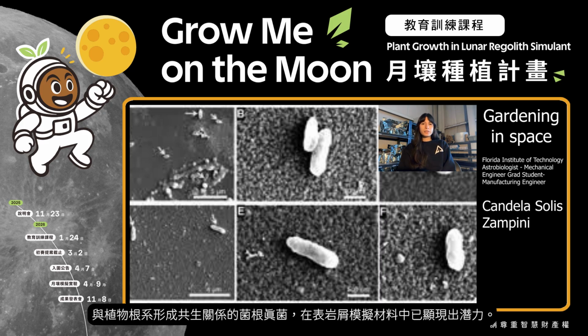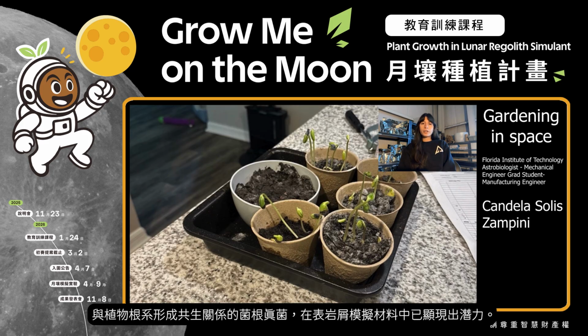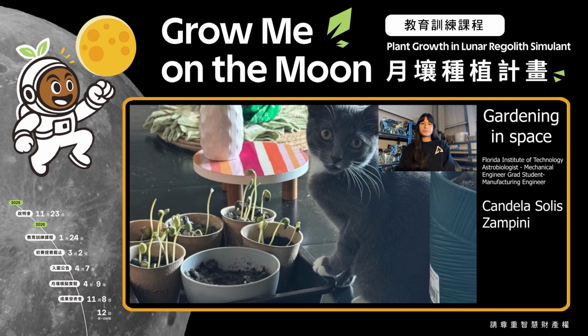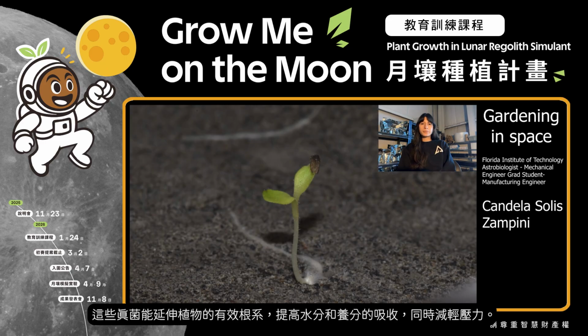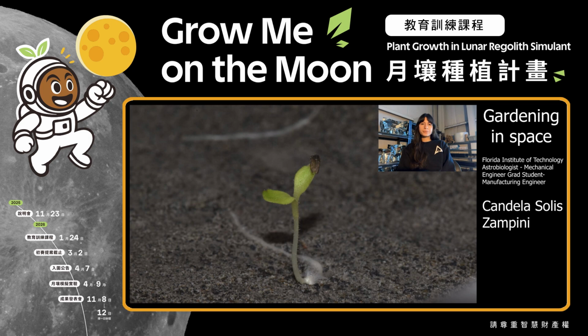Experiments with mycorrhizal fungi, which form symbiotic relationships with plant roots, have shown promise in regolith simulants. These fungi extend the effective root system of plants, improving water and nutrient uptake while reducing stress.